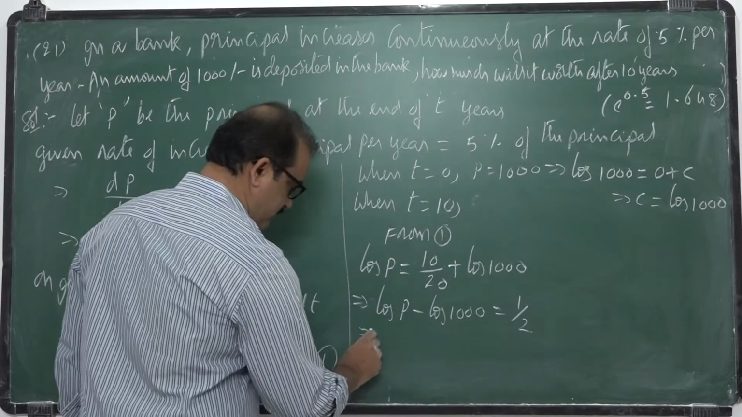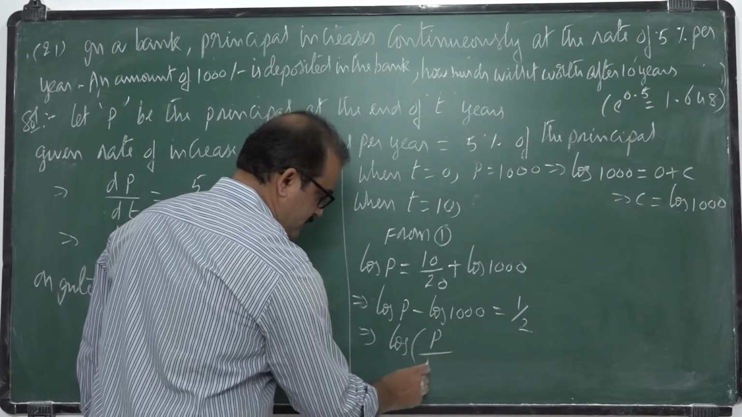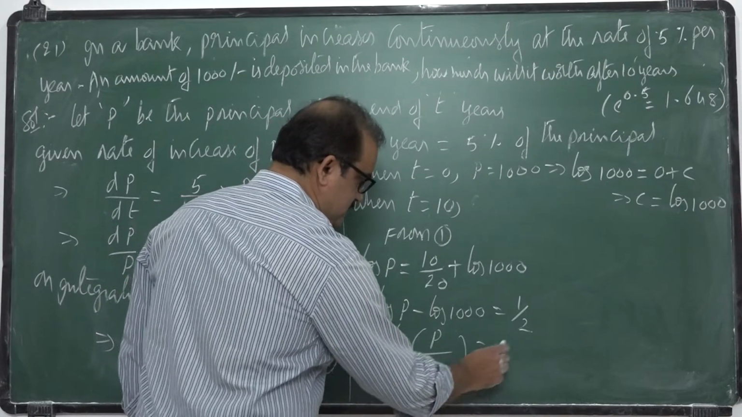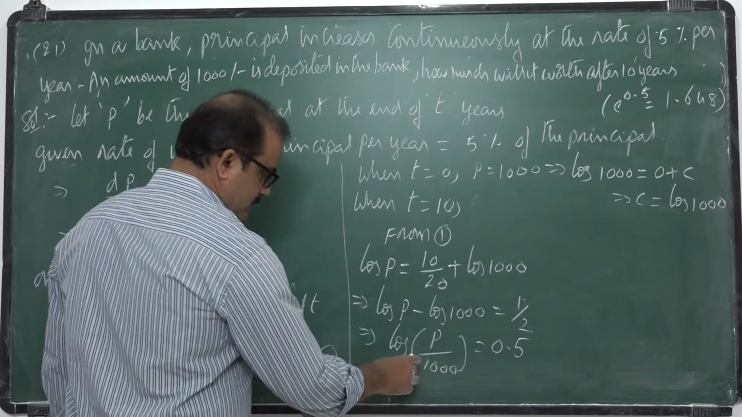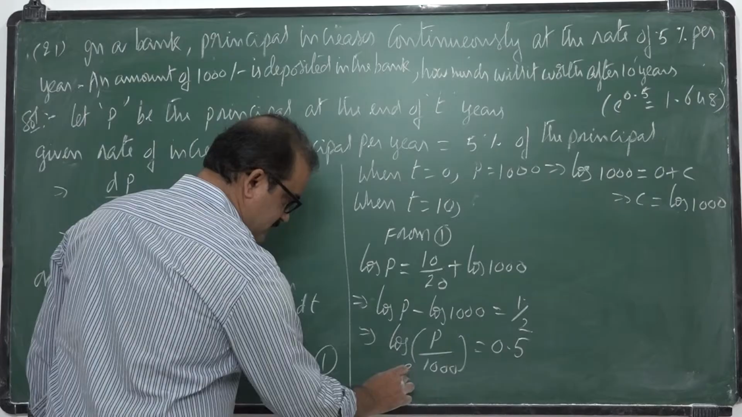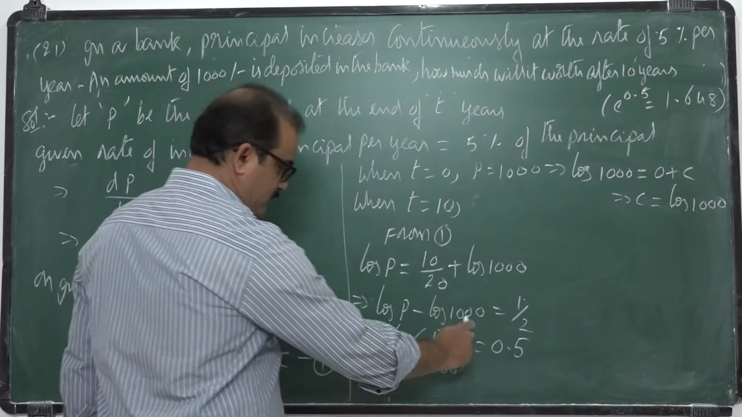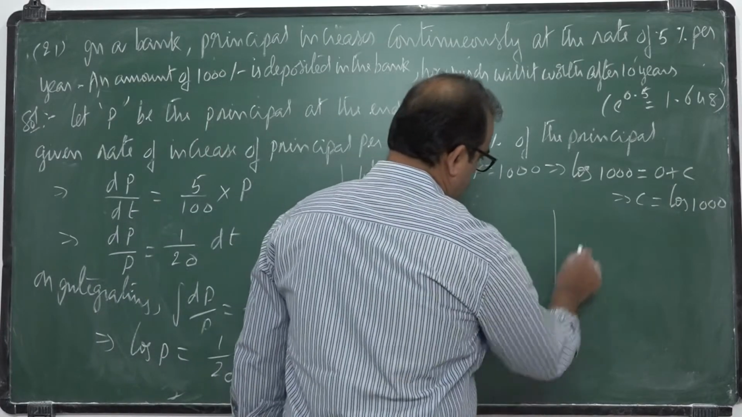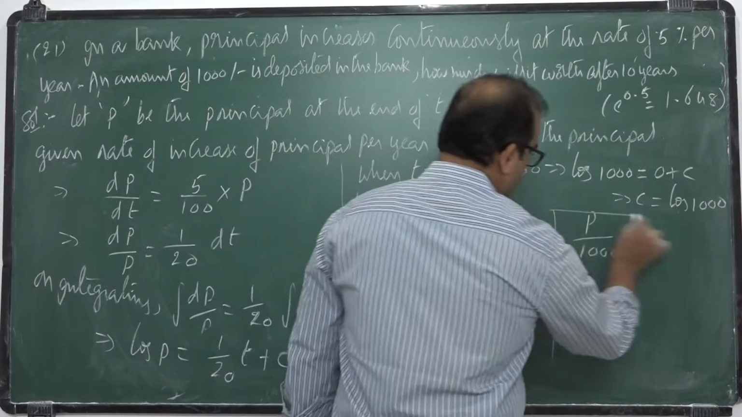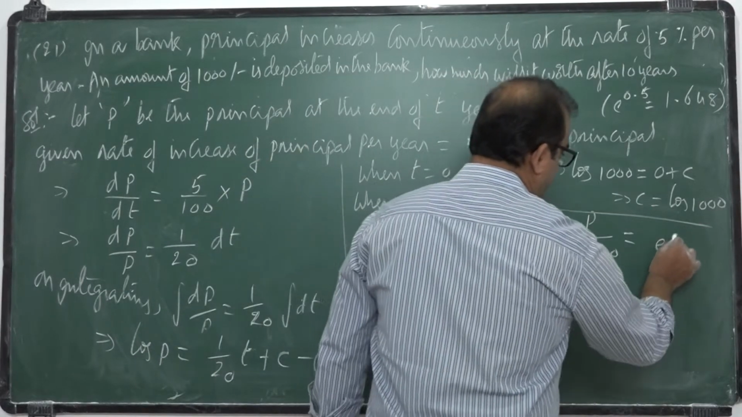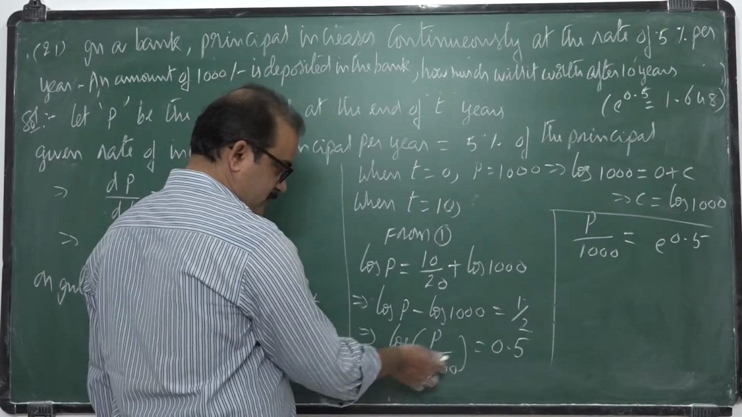See here, it is in the form of log m minus log n. That is log of m by n. p by 1000 is equal to 1 by 2. 1 by 2 means 0.5. Given logarithm with base e, generally we take the logarithm with base e. From the definition of logarithm, we get p by 1000 is equal to e power 0.5.